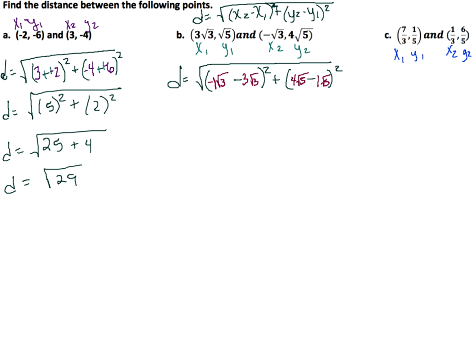Okay, so I'm ready to simplify. D equals, okay, so the negative 1 square root 3 and negative 3 square root 3 combine to make negative 4 square root 3s, and that's going to get squared. Plus 4 square root 5 minus 1 square root 5 leaves me with 3 square root 5, and that's going to get squared as well.